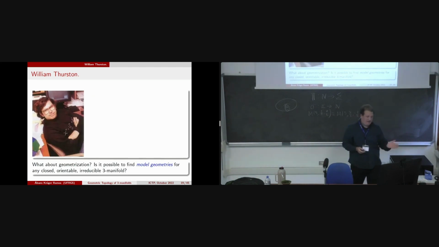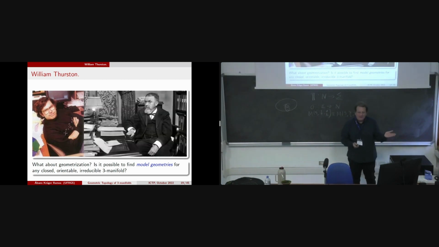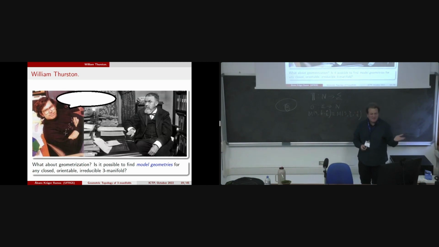So basically, what Thurston did, he was sitting on his desk at his office. He looked Poincaré in the eye, and he said something like, yeah, I doubled the bet. You asked the Poincaré conjecture. I asked the geometrization conjecture.